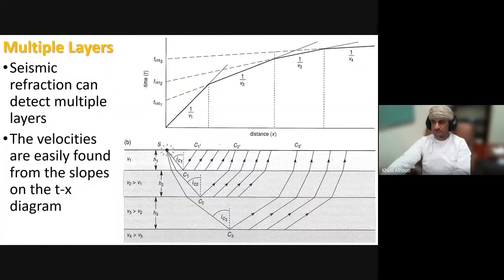That's how it is. So that's for multiple layers, if all of them are horizontal. This is how they look. First, this is direct. Refraction one, this is the one, it's traveling here.